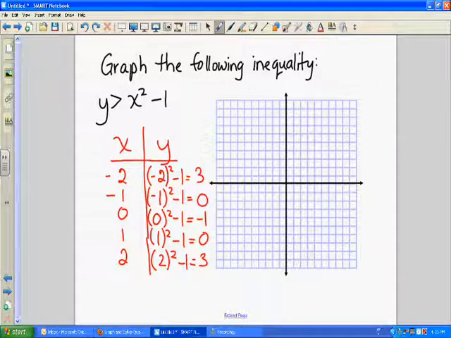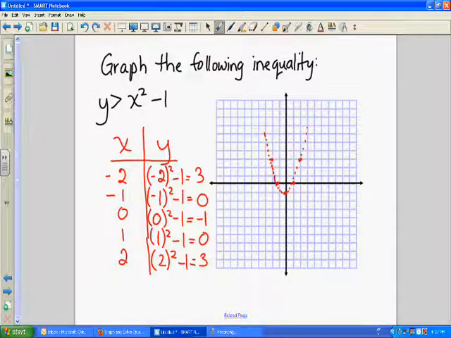And one thing that we need to keep in mind is that we're graphing something that is just y greater than. Remember that our rule was if it's greater than or less than, we show that our solution is not on the curve by using a dotted line. So I'll plot my points. So this is a terrible, terrible parabola, but you guys get the picture. So I'm using a dotted line because I want to show that it is greater than.